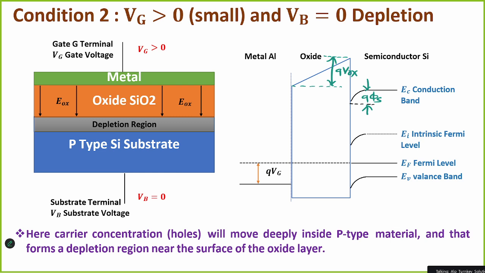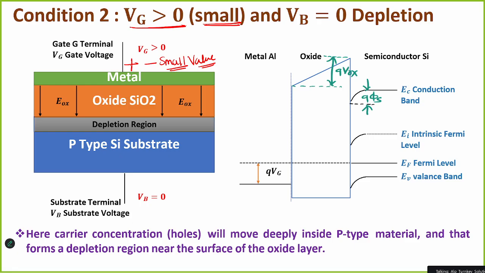Okay. And this is condition 2. Condition 2 is nothing but we are applying Vg greater than 0 and a small value. We are applying a positive voltage, and that too a small value. So when a small value is applied, what happens? Here the carrier concentration, holes will move deeply.